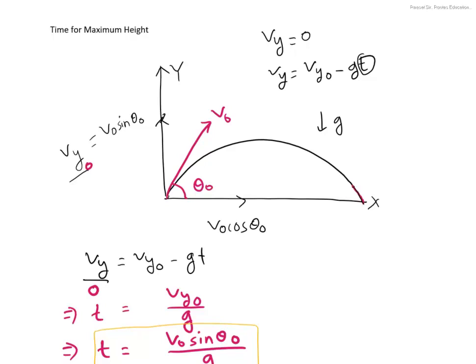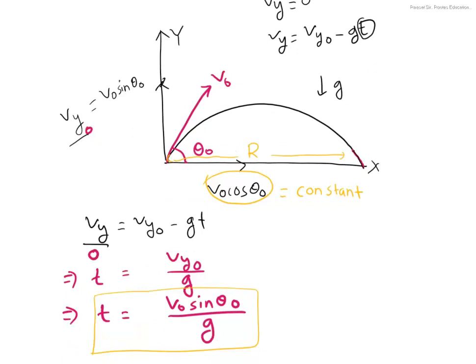So to find the maximum range, what is range? The range is the maximum distance traveled by a projectile in the x direction. So this is our range R. In this direction the velocity acting is V naught cos theta naught, and as there is no acceleration in the x direction, this velocity V naught cos theta naught would be constant at all times.